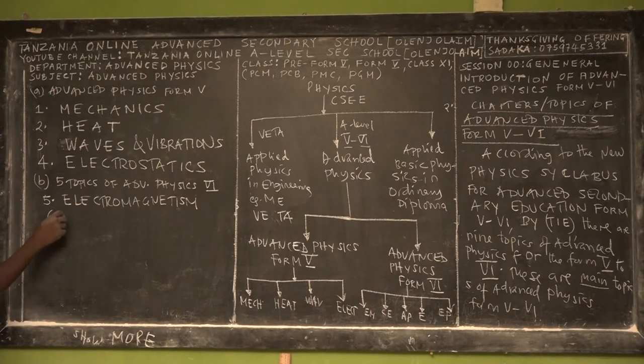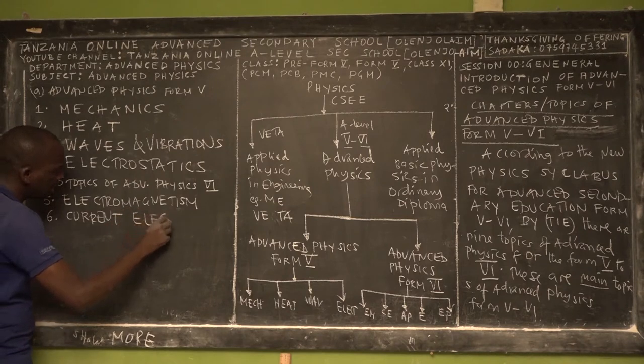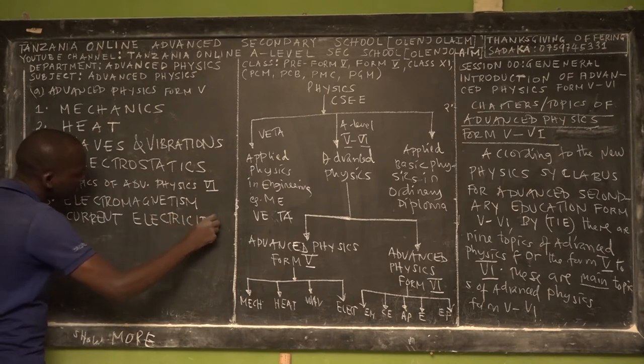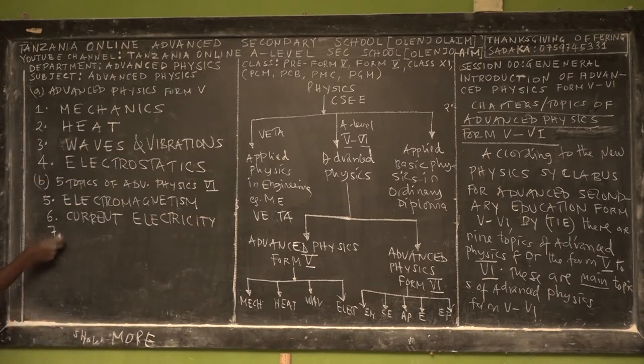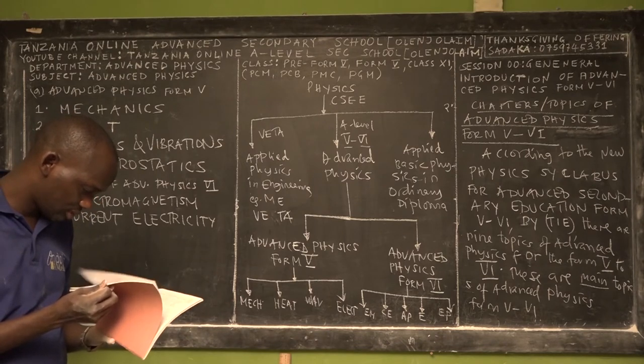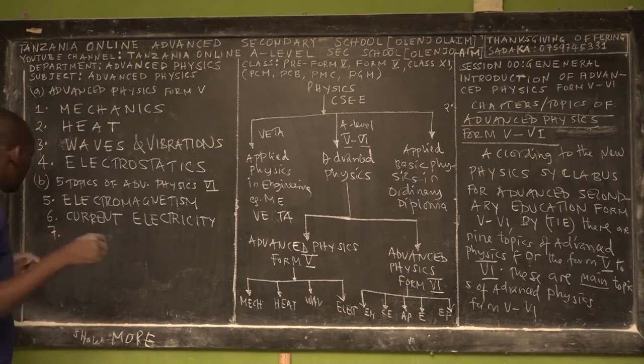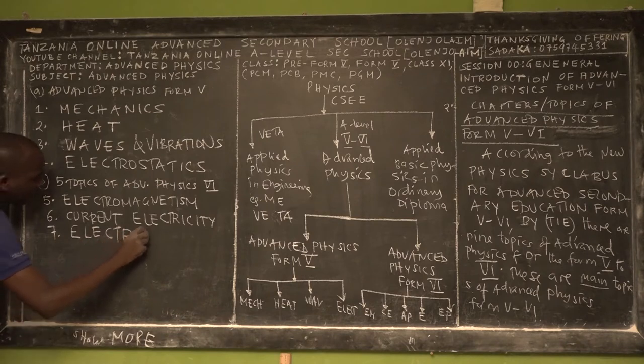Then the sixth topic is called current electricity. In Form 5, we teach about electrostatics, or static electricity. Here we teach about current electricity. Then the seventh topic, let me check, is it atomic physics or electronics? I had a doubt, so I want to clear it. Yes, the next one is electronics, which is the seventh topic in the entire advanced physics.